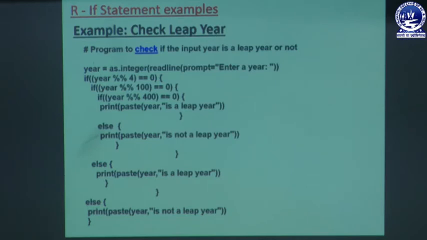That means we have to enter a year. If the entered year is divisible by 400, or basically the concept is, if that year is divisible by 4, then the year is a leap year, otherwise that year is not a leap year. We have to implement that concept in R programming, and to implement that we use the if statement. Let us start our example.